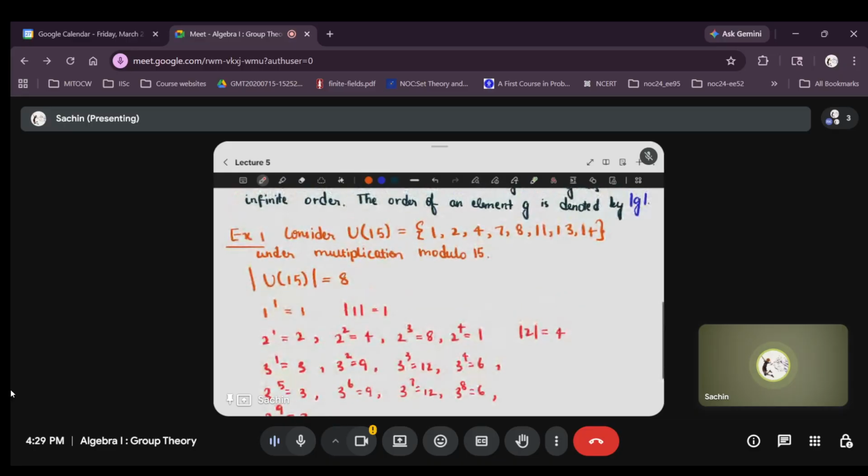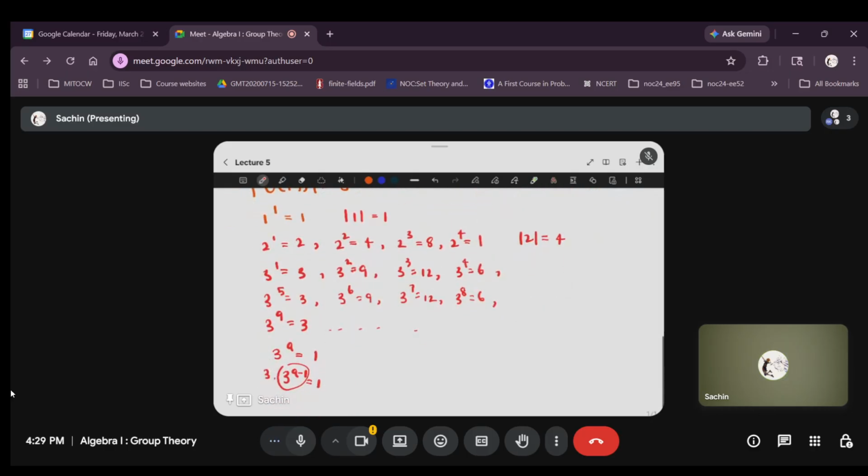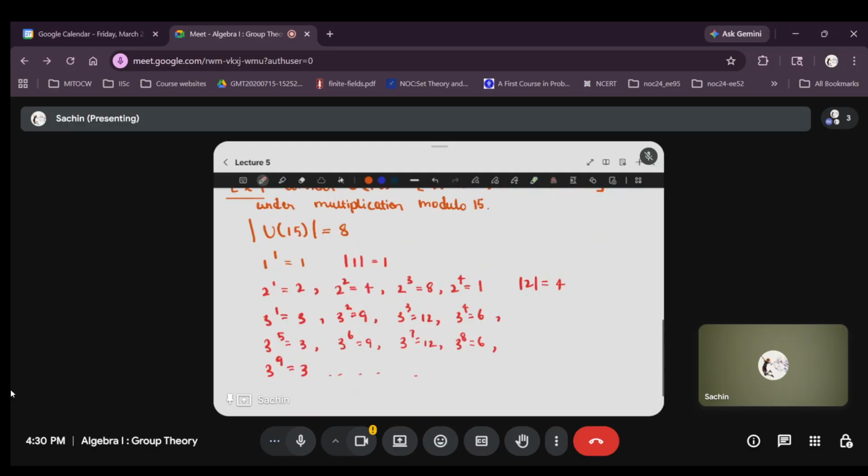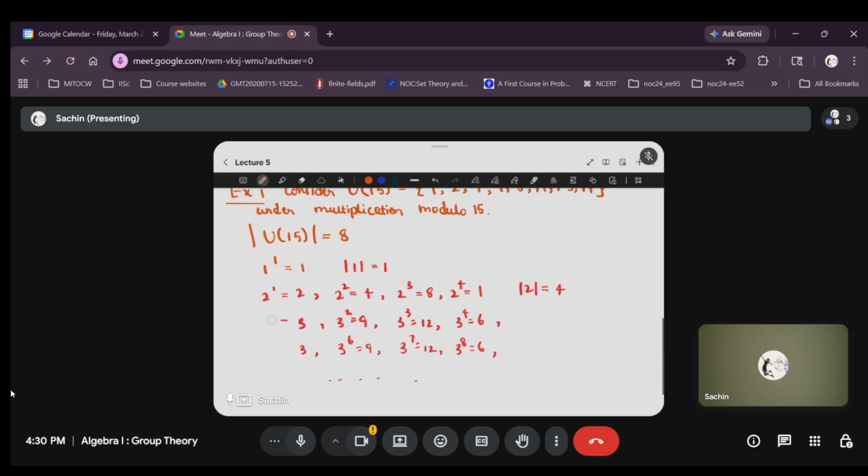But instead of U15, if you consider Z15 and multiplication modulo 15, then yeah, it will keep repeating. But that's okay because 3 is not a member of U15. I was only talking about members of U15.